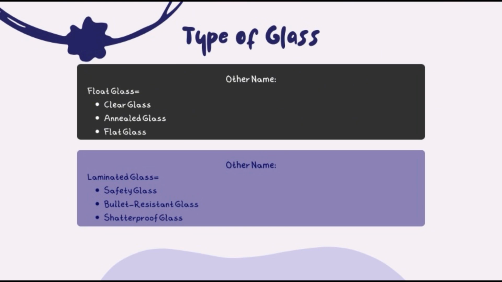Next, laminated glass is also known as safety glass because it doesn't shatter easily and protects people from injury. Shatterproof glass because the glass holds together when broken. These names are commonly used in construction and automotive industry.